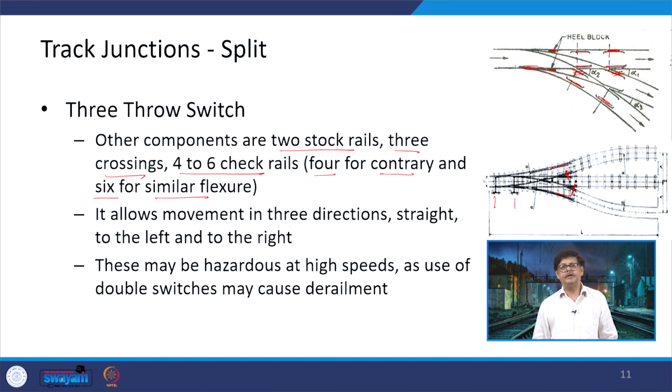It allows the movement in 3 directions, which we already discussed. This may be hazardous at high speeds, as use of the double switches may cause derailment. Now, this use of double switches here may be an issue. So, it should not be used for high speeds, or even if it is being provided on a high speed track, then at this particular location the speed restriction needs to be enforced. But this is required for high speed movement.